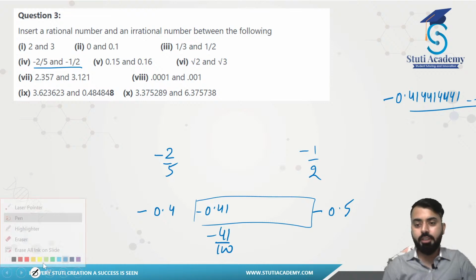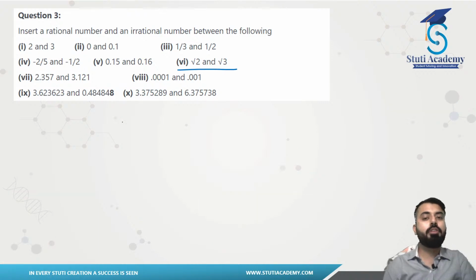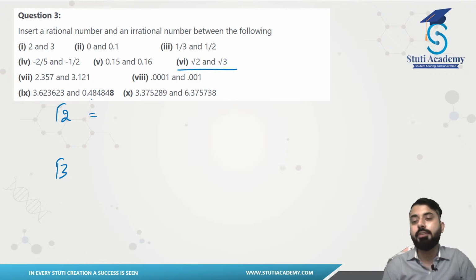Now for the sixth question, let's just look at this one. Our sixth, we have square root 2 and square root 3. You guys know the limit, it will be what? Let's just assume its first 3 decimal places. It will be what? 1.414, right? And for this case, 1.732.